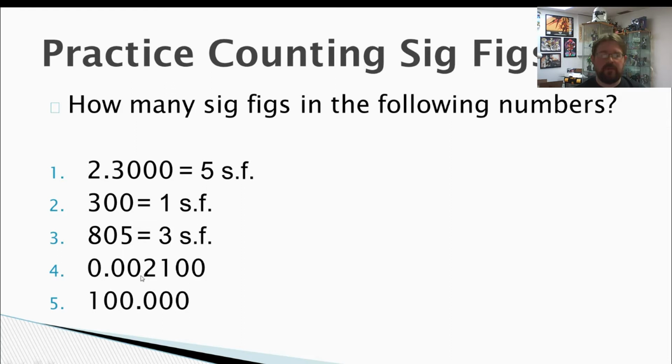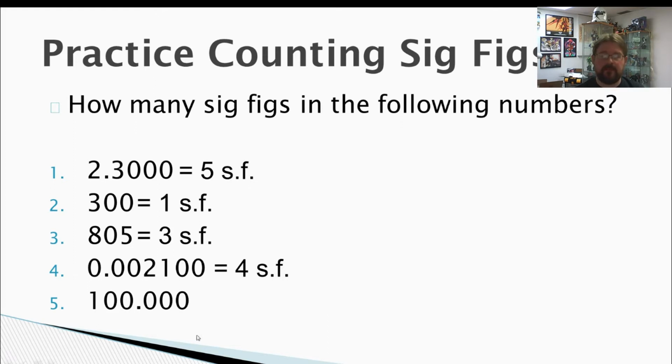Number 4, 0.002100. That's a long one. All right, let's take a look. So the 2 and the 1 definitely count because they're not zeros. These zeros to the left, remember, leftmost zeros in front of non-zero digits do not count. They're placeholders. So these zeros, not significant. What about these zeros to the right? Well, this 0 here is all the way to the right, and it is after a decimal, so it counts. That means this 0 also counts because it's sandwiched between the 1, which is a sig fig, and this 0, which is a sig fig. So 1, 2, 3, 4 sig figs in that number.